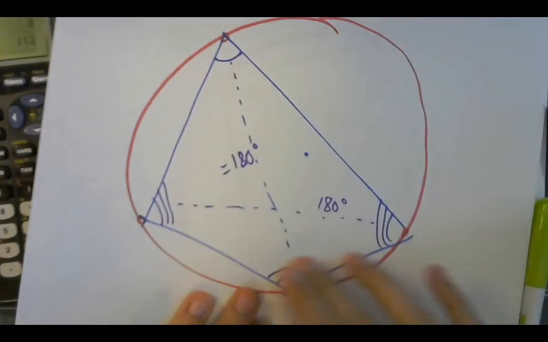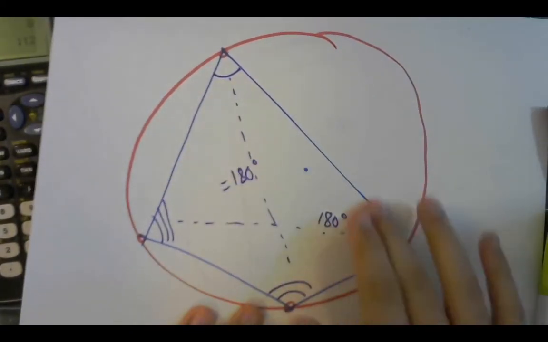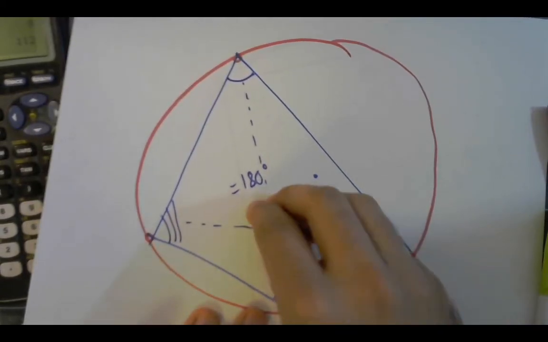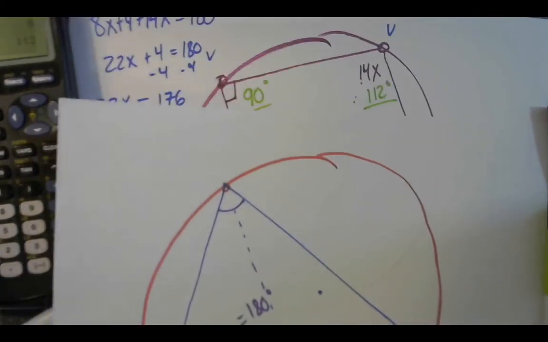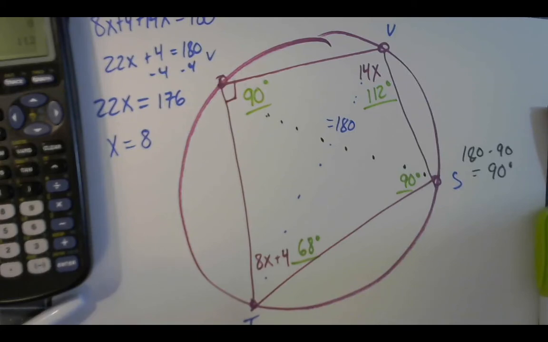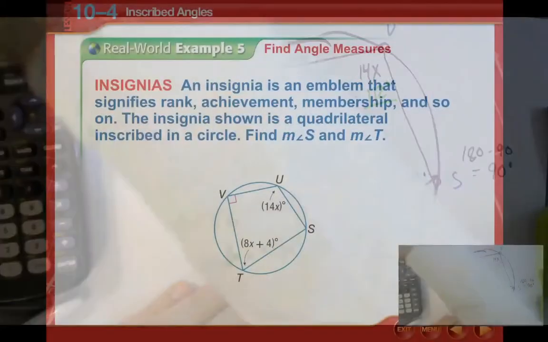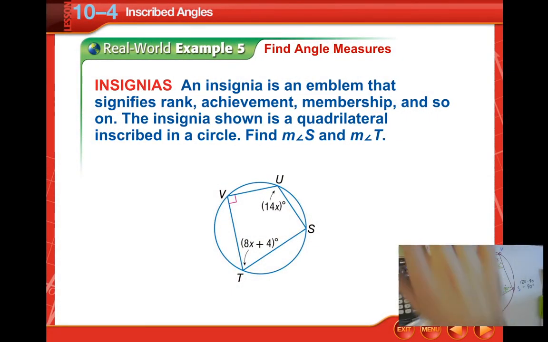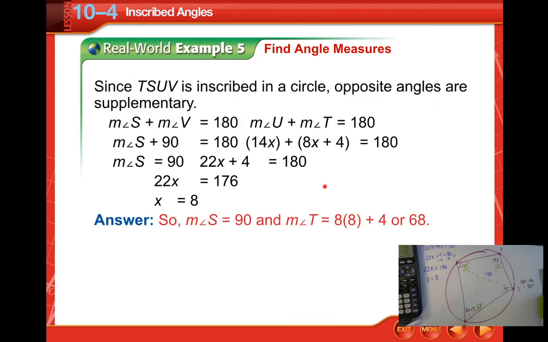So we know circles are 360. We know four-sided shapes are also 360. This one guarantees that opposite sides will match in that way. There's all the work. That got to 68. That is for T, the corner.